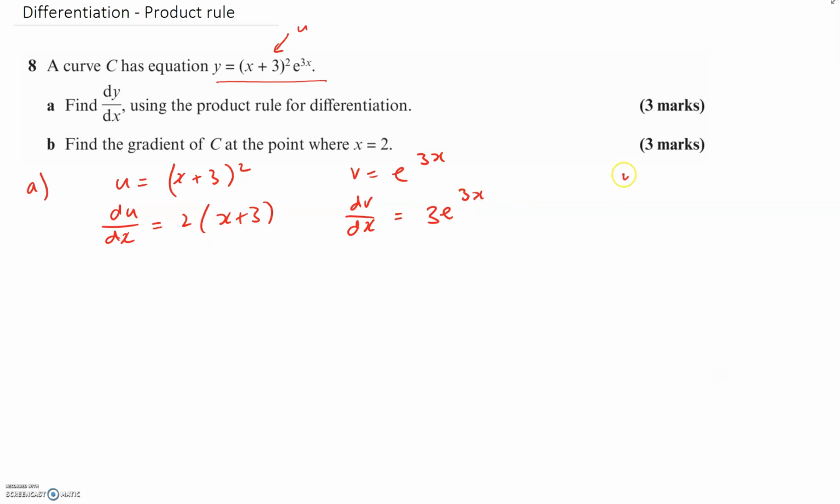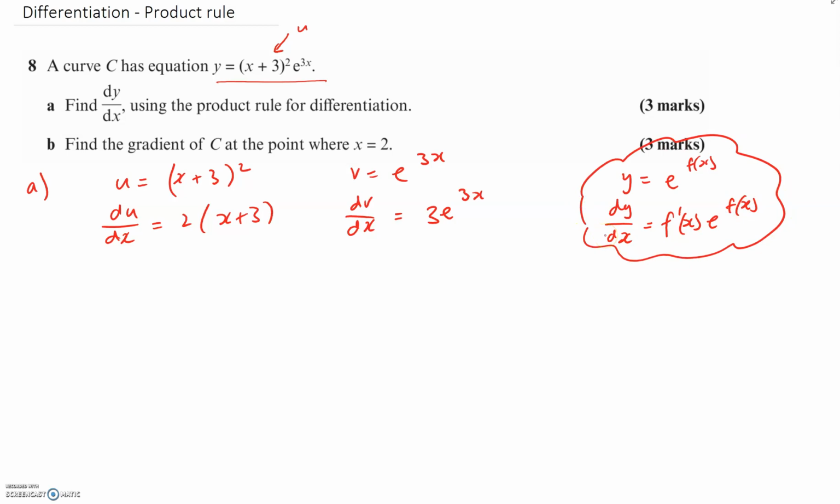As a rule, if you have e to the power of a function, differentiating, you can differentiate the power and then multiply it by the original function. So this is the rule we're using for that over here. Okay, using the product rule, let's do u times dv dx, which would be this, plus v times du dx, which would be this.